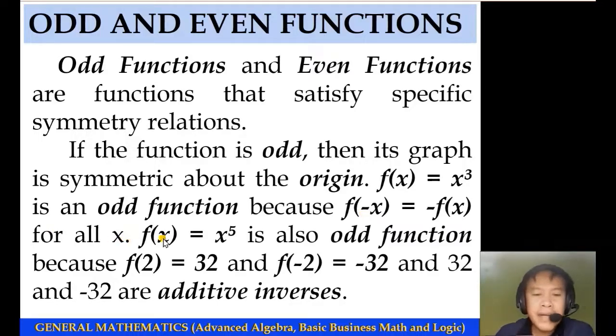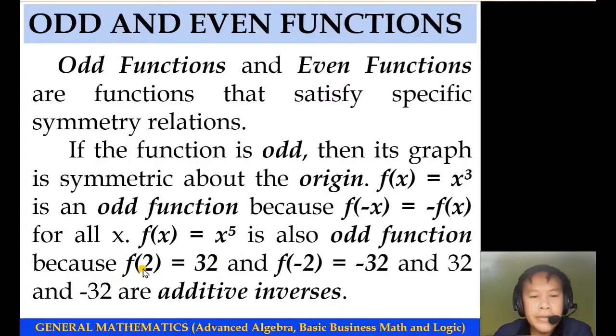We are going to determine if f of x is equal to x raised to 5 is an odd function or not. And this is an odd function because if we consider one value of x, equal to 2, and substitute it into this function, f of x is equal to x raised to 5, the result is equal to 32. Why 32? 2 times 2 is equal to 4, times 2 is equal to 8, times 2 is equal to 16. 16 times 2 is equal to 32.